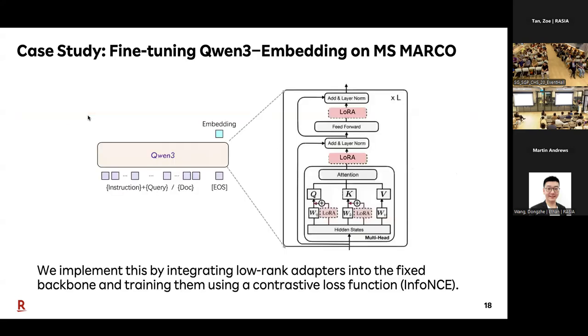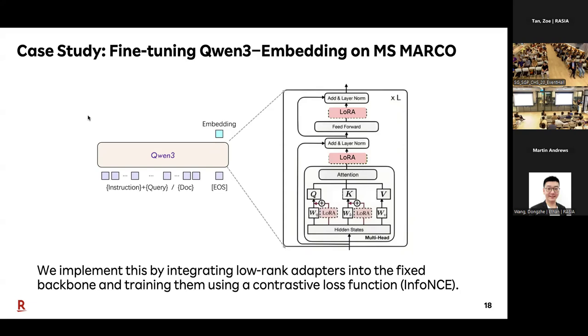All right. And then it's come to the most important step of this fine-tuning case study, which is that we want to implement this fine-tuning by integrating the low-rank adapters into the fixed or frozen backbone and train them using the contrastive loss. So here, in particular, we have this InfoNCE loss. Later, I will explain this. So a couple of rationales.